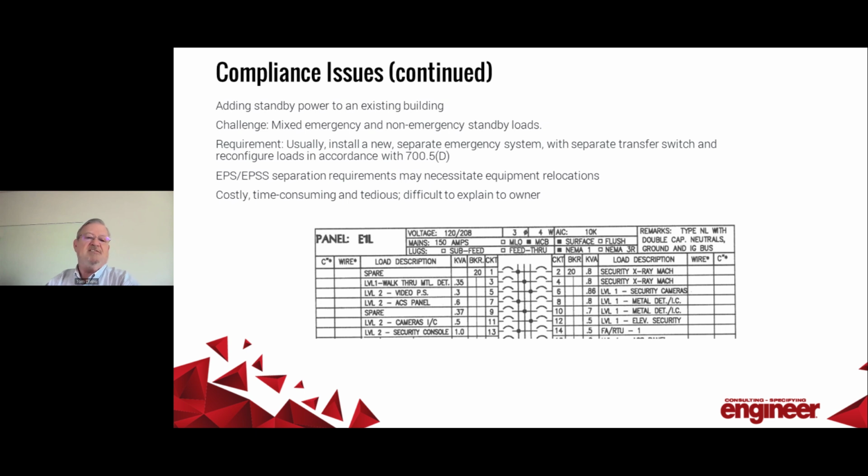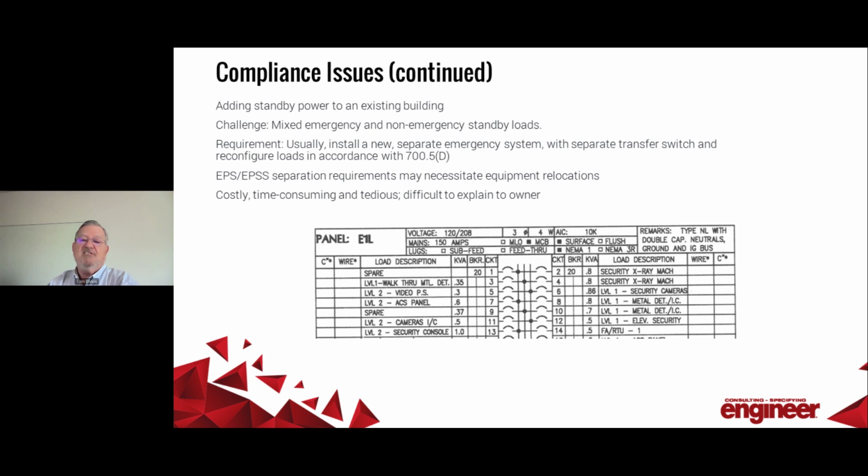And here's more compliance issues. Sometimes we want to add an emergency system to a building that doesn't have an emergency system. And this is not always as simple as it might seem to be. An emergency system is a level 1 system by definition, so no components of its EPSS can be installed in the room with the normal service equipment. Depending on how the distribution is arranged, that may mean that you have to find additional space or create additional space for the emergency system.